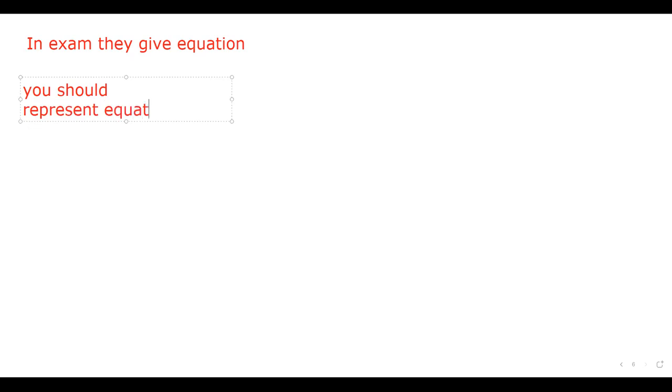In the exam, normally in an exam style question, they provide you the equation. So what should be your first step? You should represent the equation in terms of bonds.